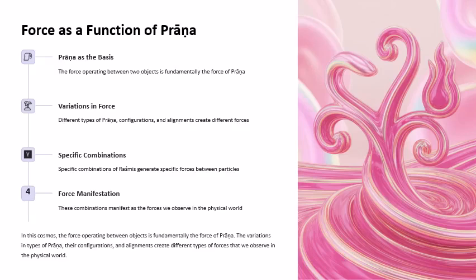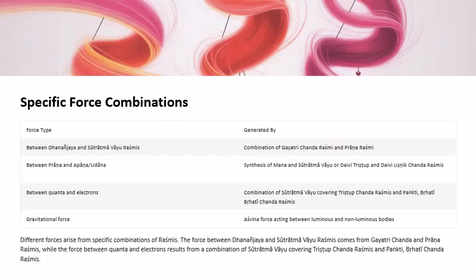Precisely. Specific combinations of Rashmis generate specific forces. The source even gives detailed examples, though the terms are quite technical, like the force between Dhananjaya and Stratmavayu Rashmis coming from a mix of Gayatri Chanda and Prat Rashmi. Or the force between quanta and electrons involving Stratmavayu, covering Tritup Chanda Rashmis, plus Bhokti and Bohat plus Chanda Rashmis, very specific recipes. Yeah, and another example, the force linking Prat with Apak or Udana comes from synthesizing Mana and Stratmavayu, or using other specific Devi or divine Chanda Rashmis. It suggests a highly complex, almost combinatorial system where forces arise from these fundamental energy interactions.